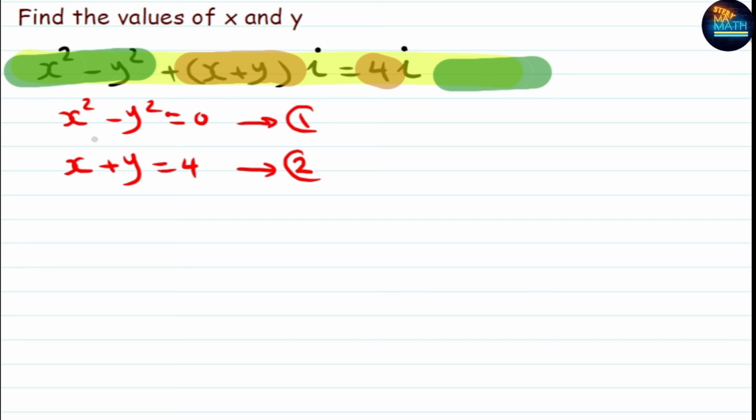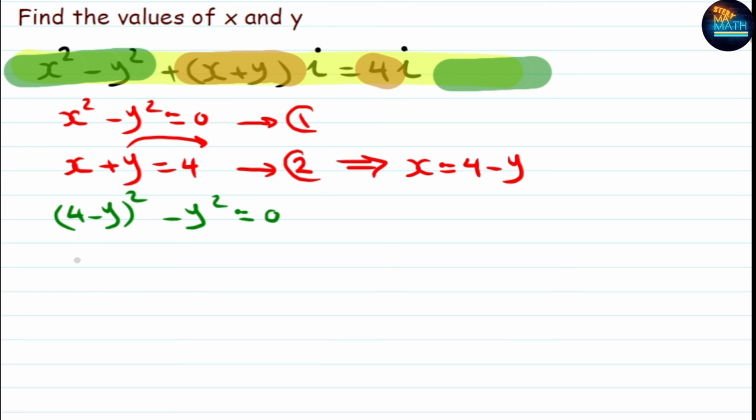Let's do it with x. So get x by itself. So moving y to the other side, you have x is equal to 4 minus y. So you can substitute in the equation number 1. So instead of writing down x, you write down 4 minus y all to the power of 2 minus y squared is equal to 0.